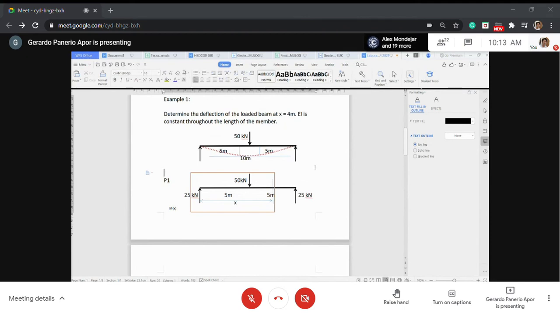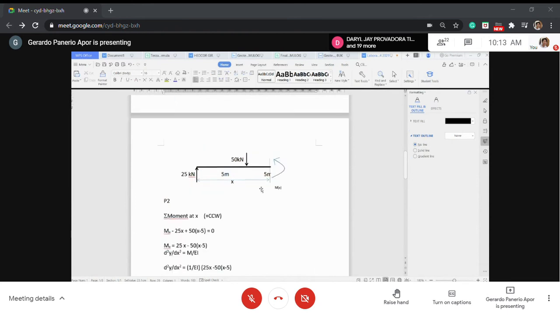Any answer? Equal, right? Because it is symmetrical. The parabola is symmetrical, isn't it? The size of the beam is uniform, so there's no reason for the curve not to be uniform. But we have to prove that here in the equation.